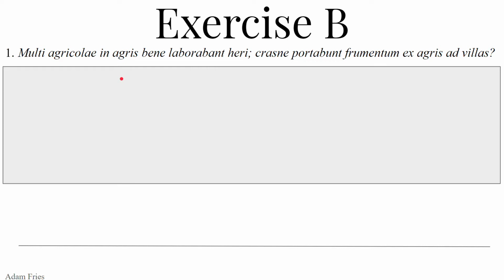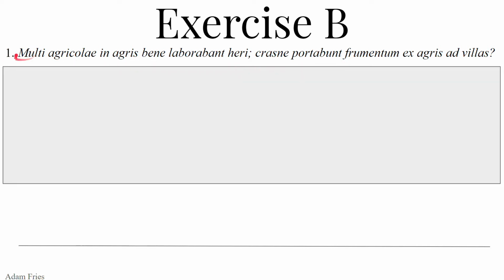So una sententia prima, sententia prima. Multi agricolae in agris bene laborabant heri. Crasne portabunt frumentum ex agris ad villas.